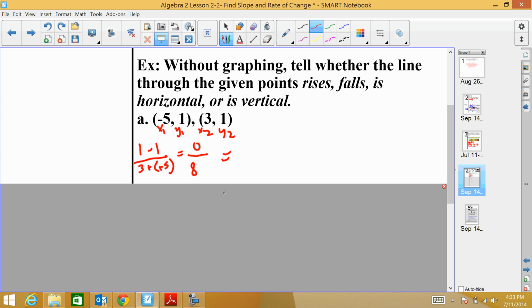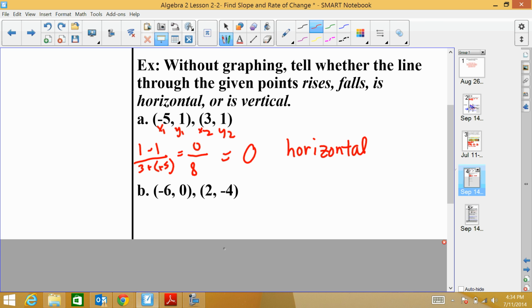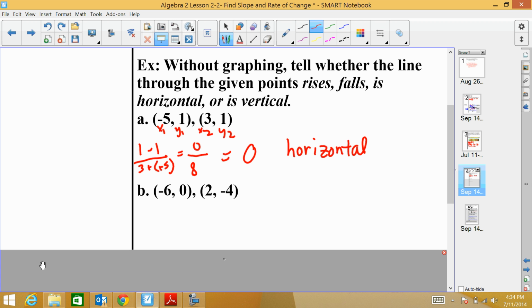And if you try to do 0 divided by 8, you get 0. So if something has 0 slope or no slope, then what kind of line is it? It's a horizontal line. All right, let's try another example and see how you guys do. And feel free to try these before I do them once you get the hang of it and see if you're right. If you're not, then you can go back and fix it.